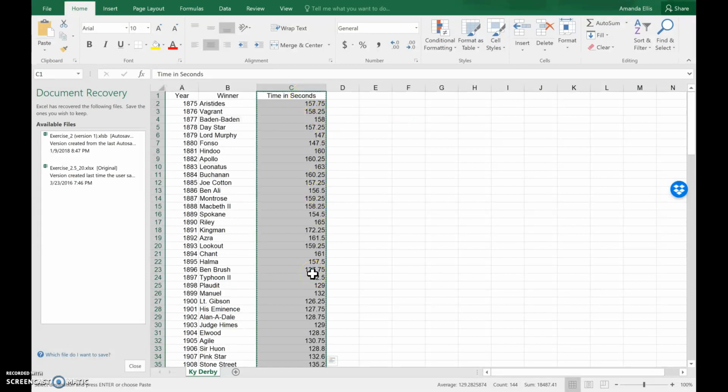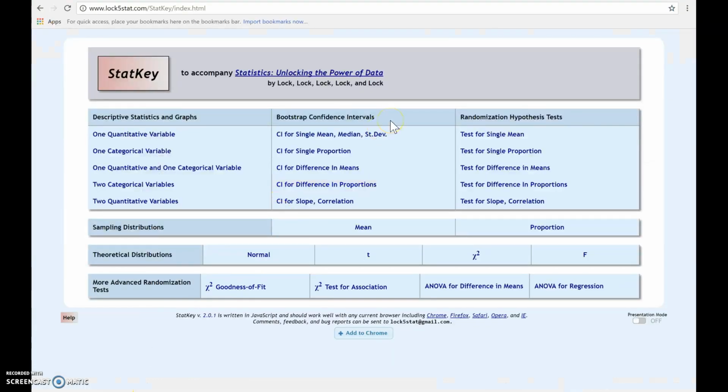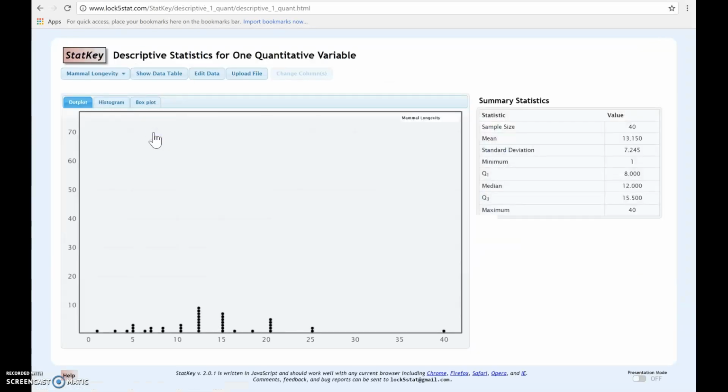All I'm going to do is copy this data, and then next I'm going to go over to StatKey. You've got that course website sheet that lists all of the websites for the course, and so StatKey was on there. Notice we're interested in summarizing a quantitative variable, so I'm going to click on quantitative variable, and you can do this same process for your homework.